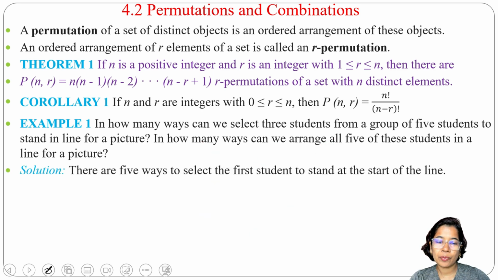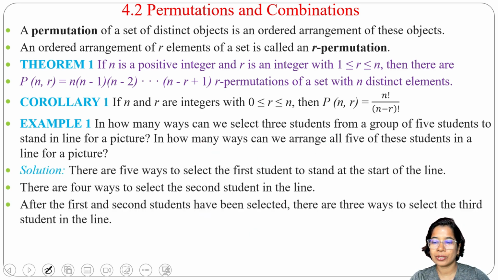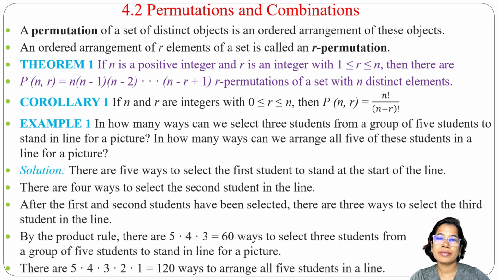Next, how many ways can we arrange all 5 students in a line for a picture? So 5 students, that will be 5 factorial ways. 5 factorial is 120. So first we will choose from 5 students, then second we will choose from 4 students, then from 3, then from 2, then from 1. So there are 120 ways to arrange all 5 students in a line.